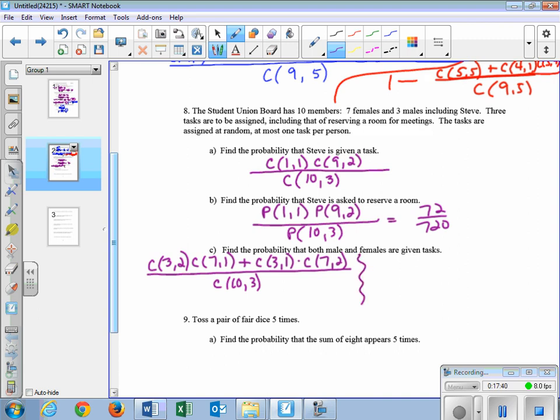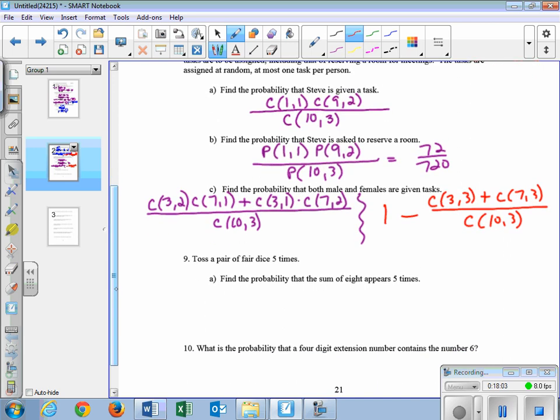Now the other option, if you want to do 1 minus what you don't want, is to have all males, so that would be a combination of 3 choose 3. And you also do not want to have all females, combination 7 choose 3. I add those together and divide it by combination 10 choose 3. Notice I'm adding those because the negative is in front of the fraction, so whatever I get for that fraction, I'm going to subtract that from 1.